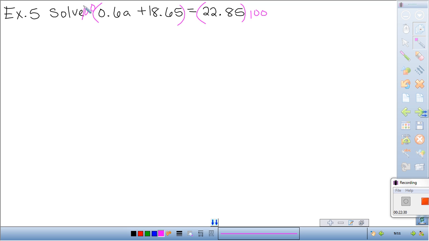So again, here we go with our distributing. 100 times 6/10. Remember that the 100, it just tells you to move the decimal 2 places. There are 2 zeros, so move your decimal 2 places.